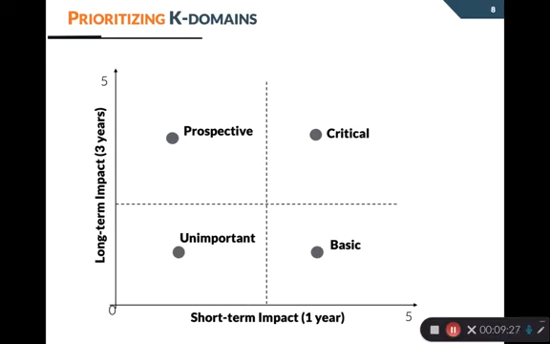One interesting question is this. Of course, if you want to focus on the most important knowledge domains, you go to the critical area. That's easy. A difficult question is, if you have to choose between basic versus prospective knowledge domains, would you go for the basic or would you go for prospective knowledge domains? See if you can spot the answer to this question when you read the book chapter and think about different situations.